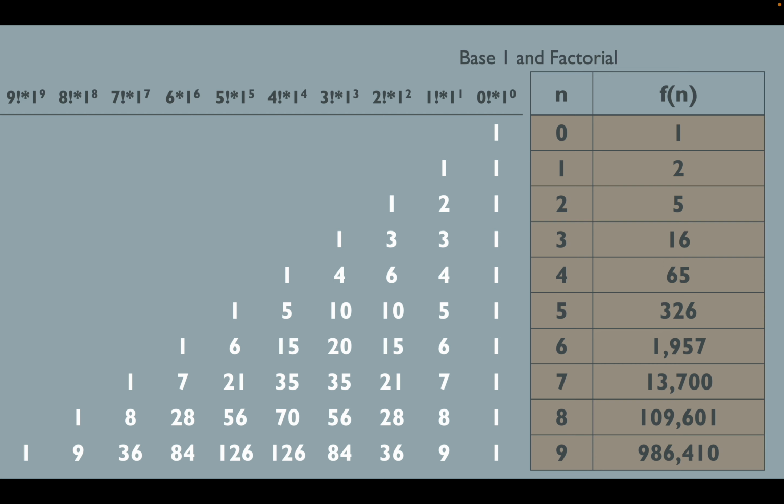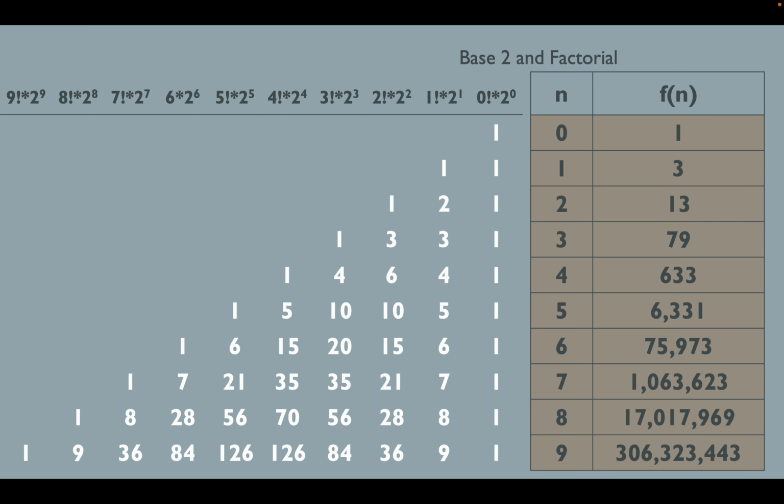If we use base 1 and the factorial, that just brings us back to the same sums that we got before. Base 1 and factorial is basically just the factorial base system. But if we go into, say, the base 2 factorial, we get this sum here: 1, 3, 13, 79, 633, 6,331, and so on. So let's do a similar analysis on this.